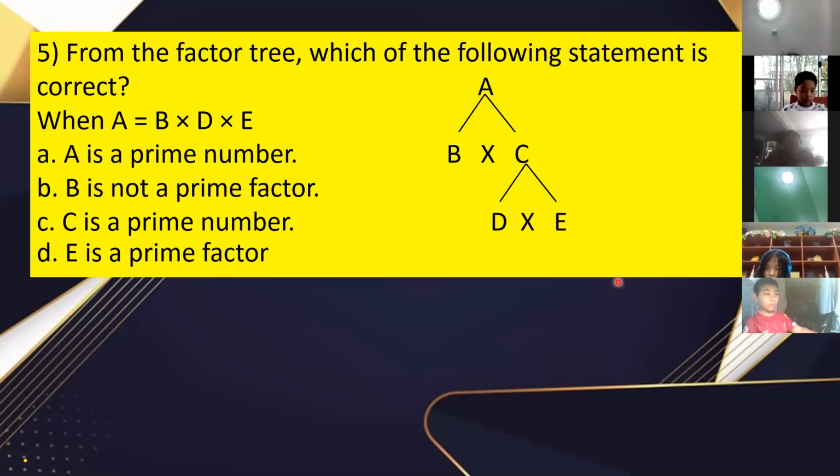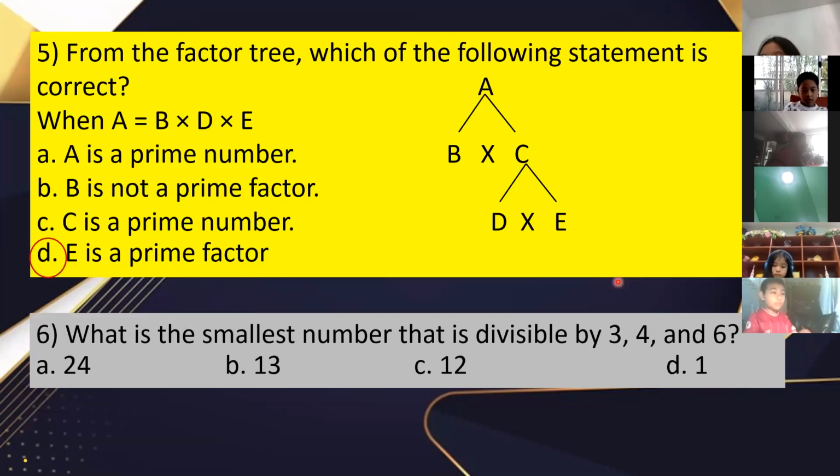Mingquan answer is C. And then Pai answer A. And 10-10 answer B. All wrong. So the answer is D. Okay. Number 6.